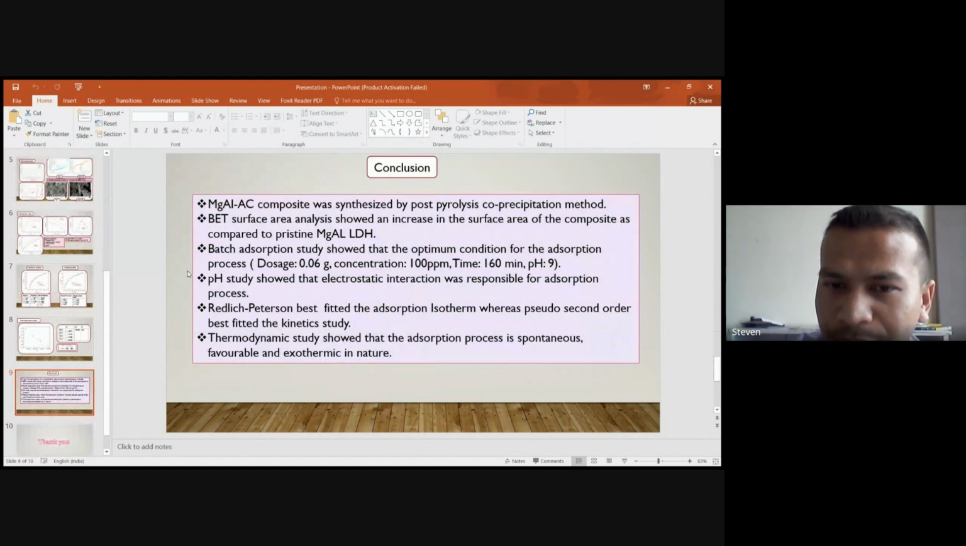The batch adsorption study gave us the optimum condition. The pH study indicated that the electrostatic interaction was responsible for the adsorption process. The best fitted isotherm model was the Redlich-Peterson, whereas for the kinetic, it was the pseudo-second order. And the thermodynamic study showed that the adsorption process is spontaneous, favorable, and exothermic in nature.